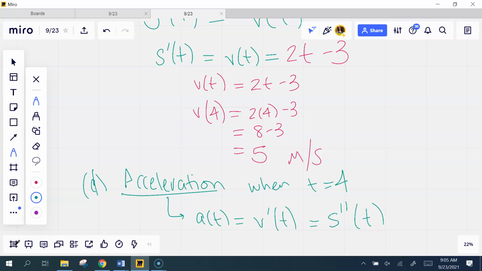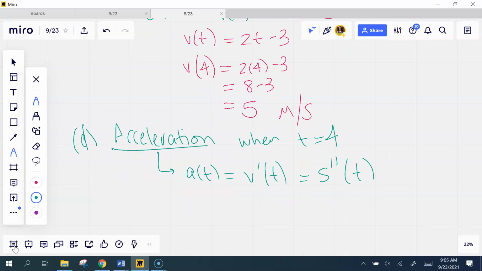So the answer is 2, not meters per second, but meters per second squared. Because it's acceleration, I'm dividing again. It's the rate of a rate. You go back through that again. Yeah, you're going to have to. I'm going to have to write it down.